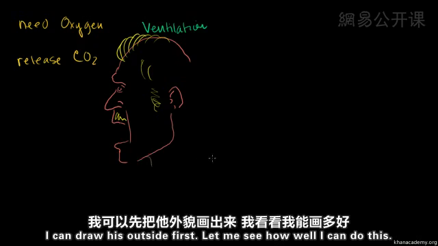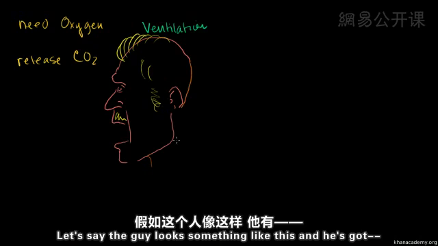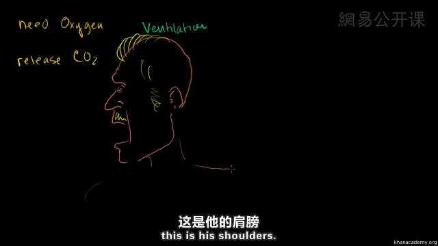I can draw his outside first. Now let me see how well I can do this. So this is outside the guy. Oh, that doesn't look right. So let's say the guy looks something like this. And then this is his shoulders, just like that. That's our guy.